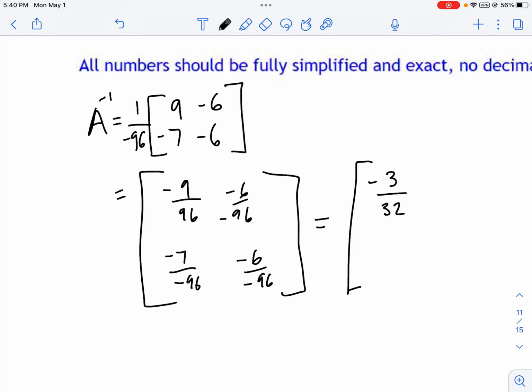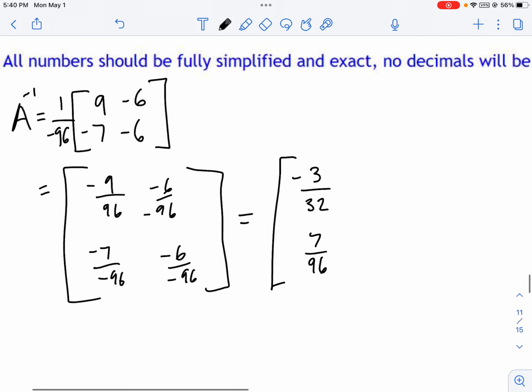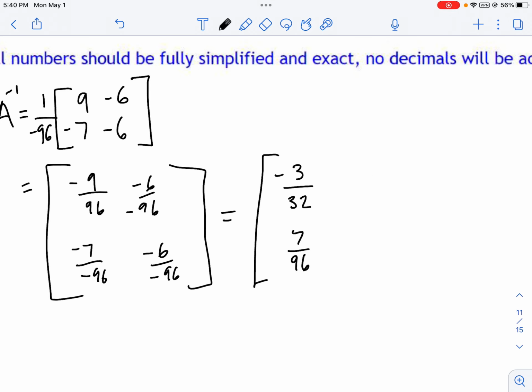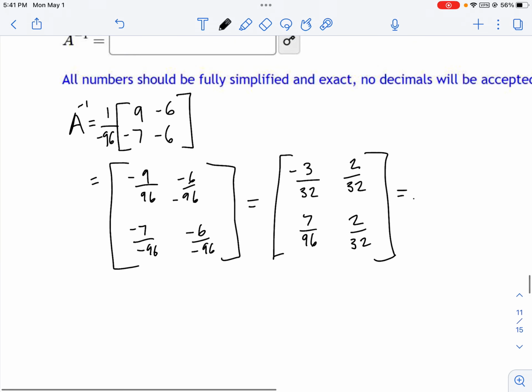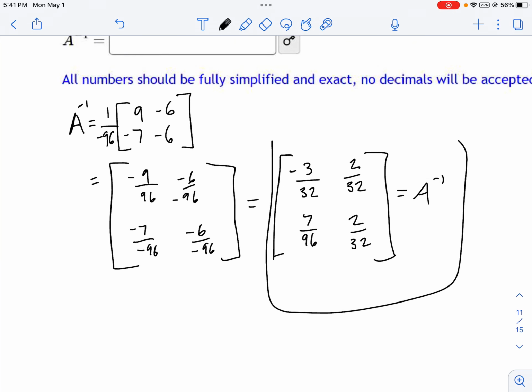7 and 96 have no common factors, but we know a negative over a negative is a positive, so 7 over 96 would be that one. And likewise, 3 is the common number between 6 and 96, so negative over negative is positive, and then you have 2 over 32. And that's the same for the last one because they're the same number. And that is your inverse matrix of A.